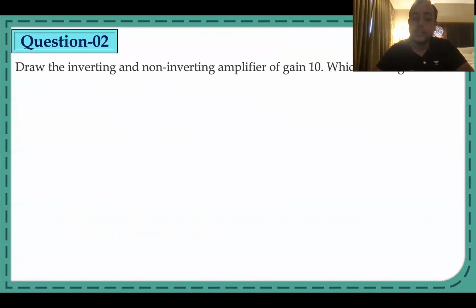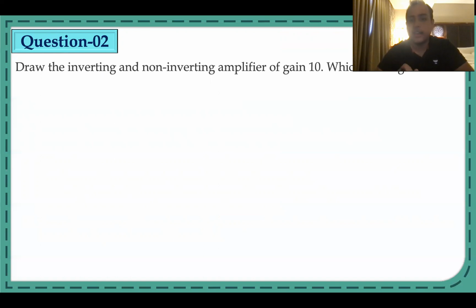Next is, draw the inverting and the non-inverting amplifier of gain 10. I believe everybody can do it. For the inverting amplifier of gain 10, you will draw RF equal to 10 R1. But for the non-inverting amplifier, RF will be 9 R1 because the gain is 1 plus RF by R1, which is 10. But the difficult part is which one is better.